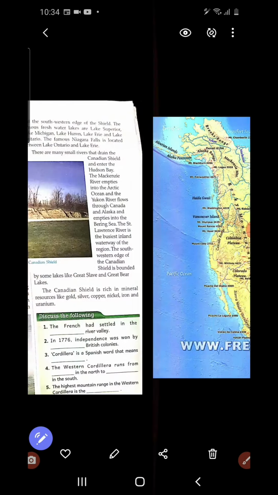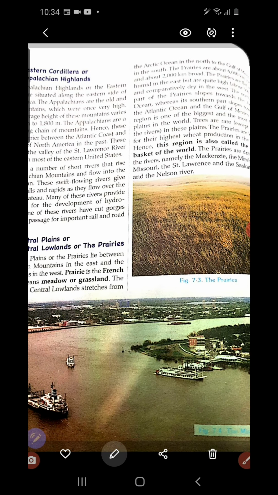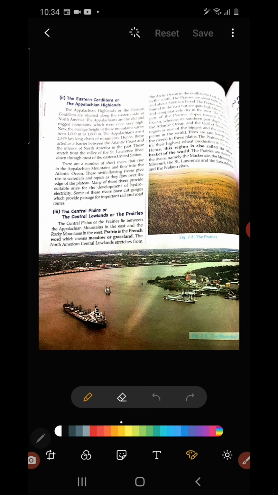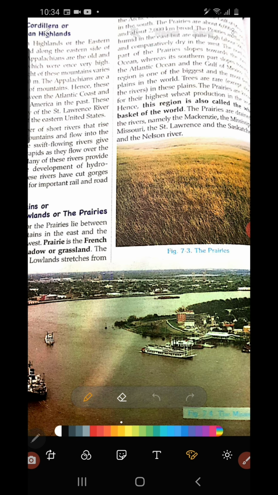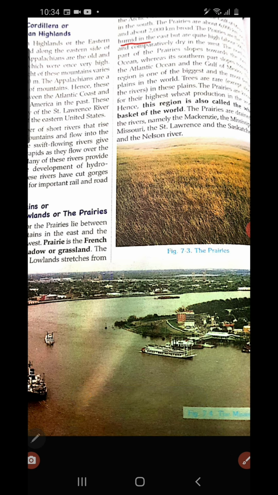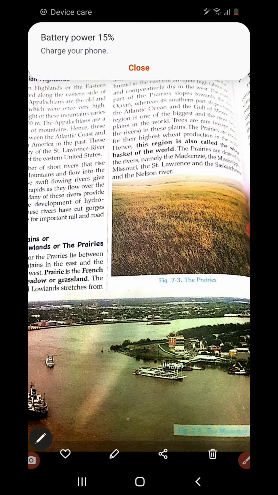The next important point we have to discuss is that the prairies are humid in the east, and quite high and comparatively dry in the western region. You know that the Western Cordillera is there, so there is not much rainfall and their height is also more. But the Appalachian Mountains here in the east are comparatively lower in height.